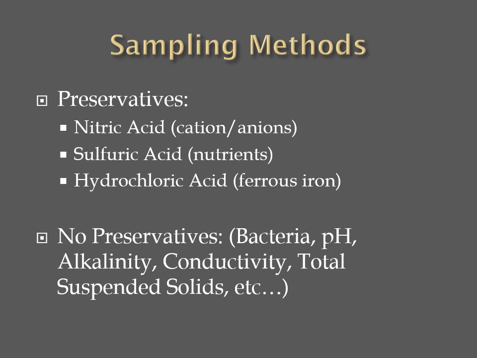There are a number of constituents where we don't use acid or we don't use a preservative. And typically for these, we will purge the sample of air to reduce oxidation and put it on ice to slow down chemical reactions. So that's typically for things like bacteria, for lab measurements of pH, alkalinity, and conductivity, and for solids measurements.